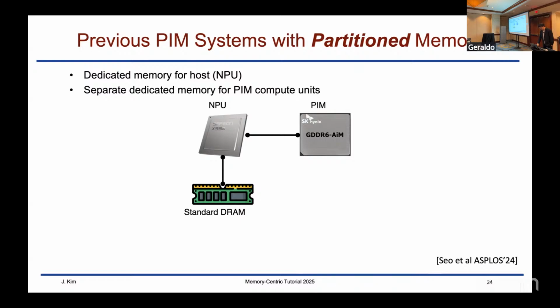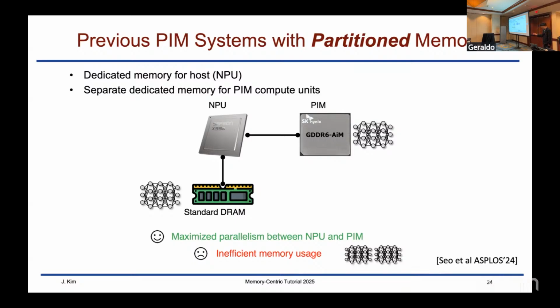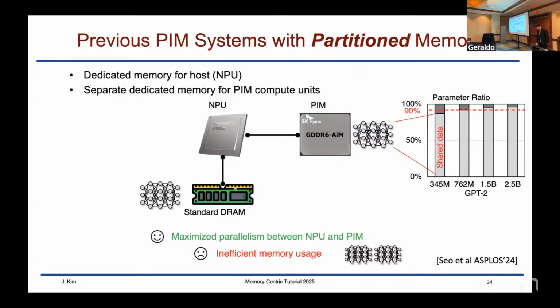Now, if you do that, obviously you have the parallelism available. So the NPU can be accessing its memory while the PIM can be doing its operations. That's great. But one of the challenges with a lot of PIM-based systems is memory capacity. And one of the problems with this sort of partitioned organization is that you have very inefficient usage of the memory. Why? Because you have to copy data across from the NPU host memory to the PIM memory itself. And if you look at the work that was published in last year's ASPLOS, quite a bit of the data is actually shared across both the PIM and the actual memory itself.